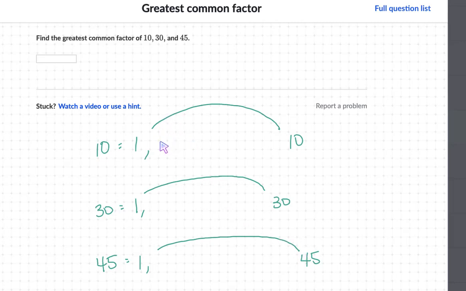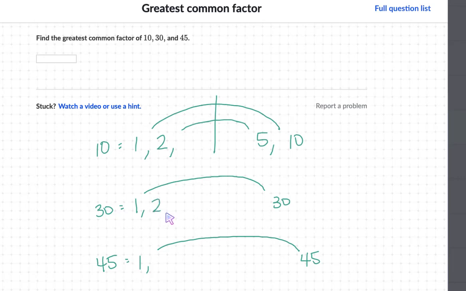All right, let's see. Let's try 2 first. We're going down the list. 2 times 5 gets you to 10. Does 3 go into 10? No. 4 go into 10? No. So that's it. We reached the middle.